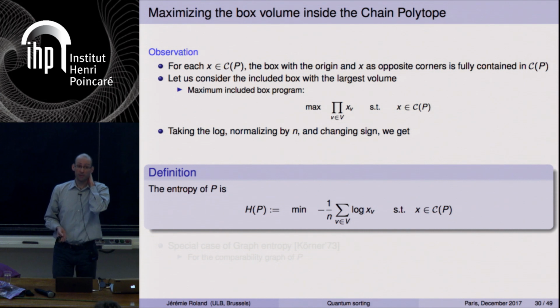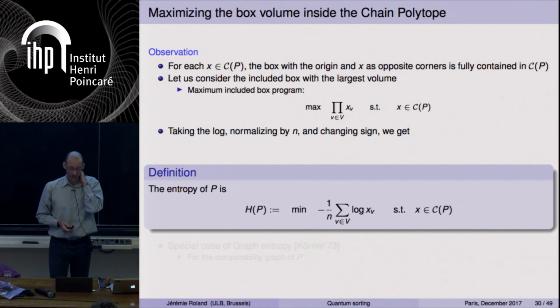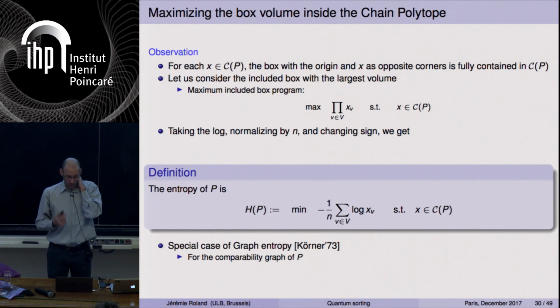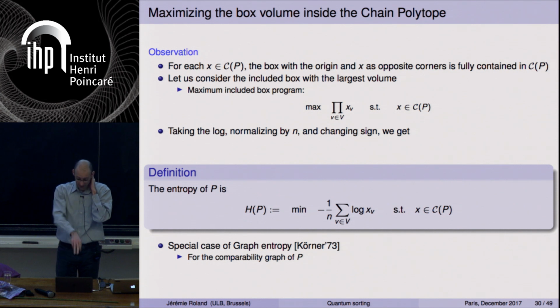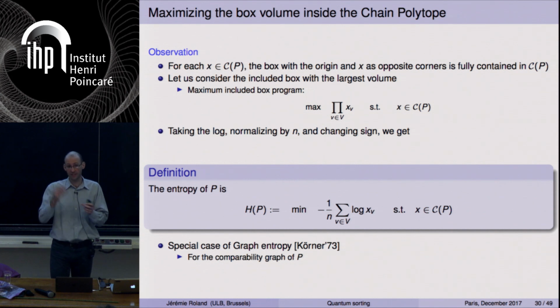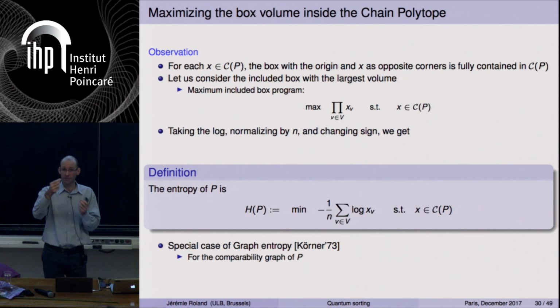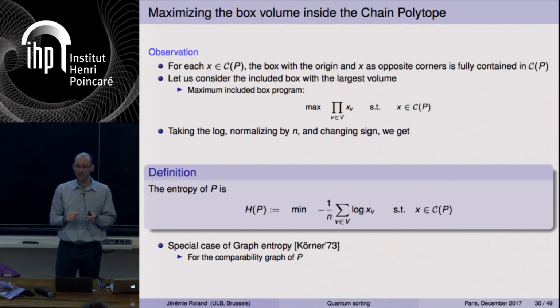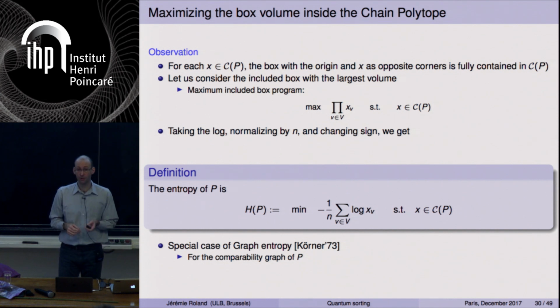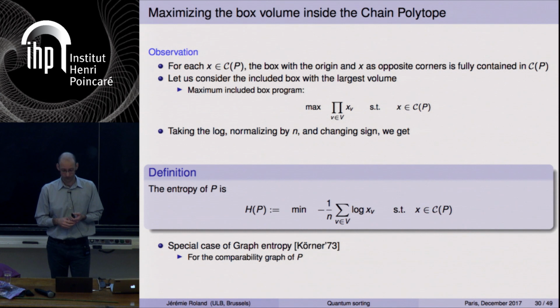Why do we call it an entropy? Because it has properties similar to entropy, but also there's a nice connection with graph entropy. There's a notion of graph entropy introduced by Körner in '73, and the entropy we get here is actually the graph entropy of the comparability graph of P. This is the graph where you put an edge whenever two elements are comparable. So this is closely related to the notion of graph entropy, and here we call it the entropy of the poset, the entropy of the partial order.